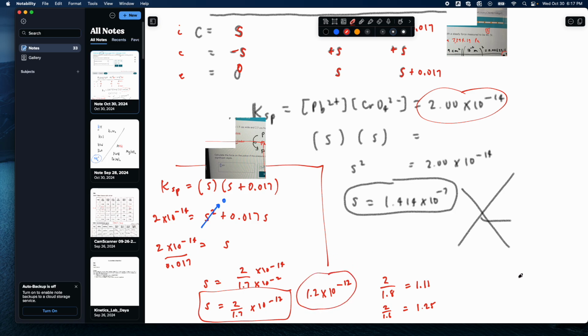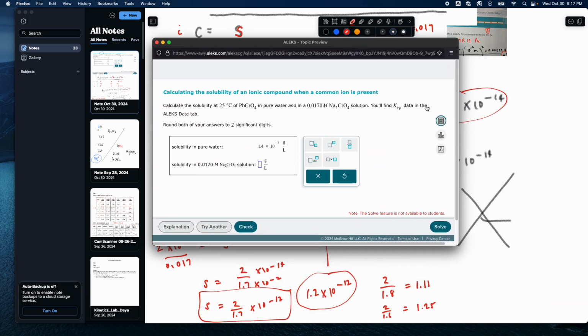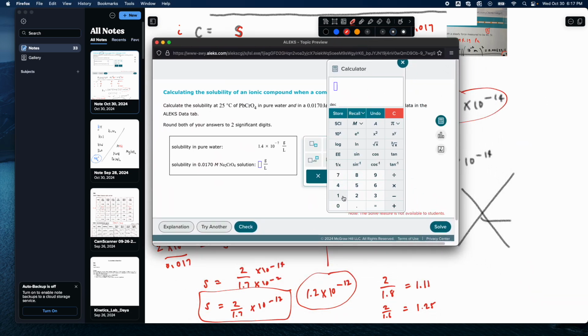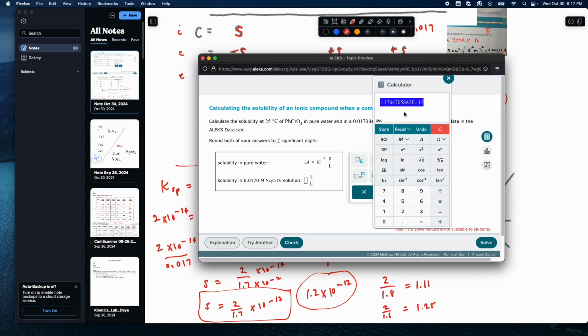Let's do it in the calculator now. Calculator. 2 times 10 to the minus 14 divided by 0.017 is equal to, and with 2 sig figs, that's it, 1.2 times 10 to the negative 12. So let's go ahead and put that in there.